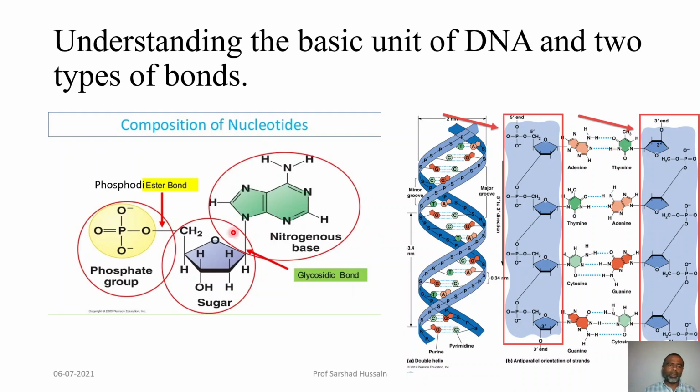Now, the bond present between the phosphate group and the sugar, this one, is called the phosphodiester bond. And the bases are linked with the sugar molecule of the strand; this bond is called the glycosidic bond. So, you have two bonds: between the phosphate group and the sugar molecule, the phosphodiester bond, and between the sugar molecule and the base, which is called the glycosidic bond.